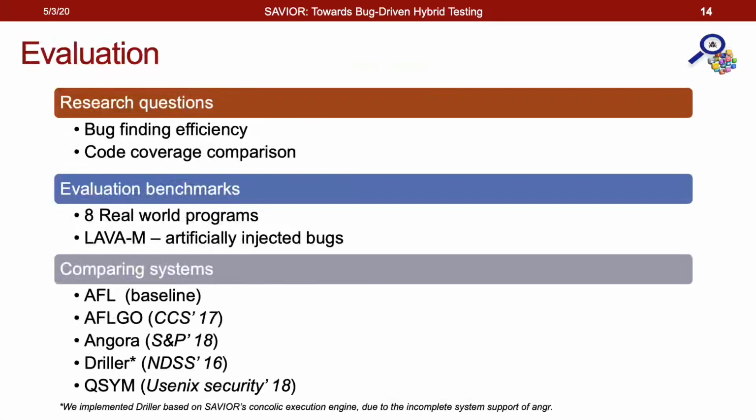Next, in our evaluation, we aim to answer these research questions. How is Savior's bug finding efficiency and its code coverage compared with other code coverage-driven testing techniques? We use two benchmarks for evaluation, including the LAVA-M benchmark and real-world benchmark programs commonly used in other fuzzer evaluations. We also compare Savior with recent advancements in software testing, including AFL as the baseline, AFLGo as the representative of directed fuzzing, Angora as a fuzzer boosted by gradient descent searching techniques, and two recent hybrid testing frameworks, Driller and QSYM.